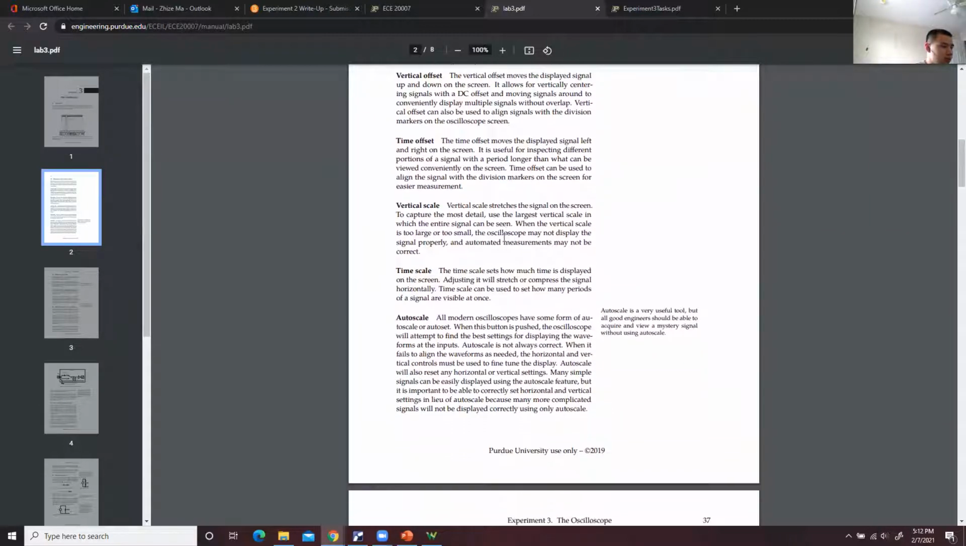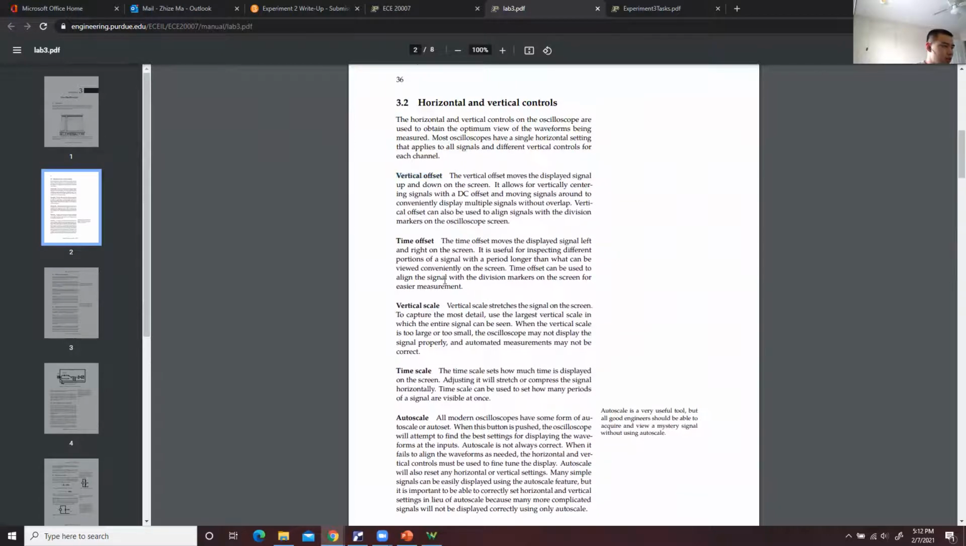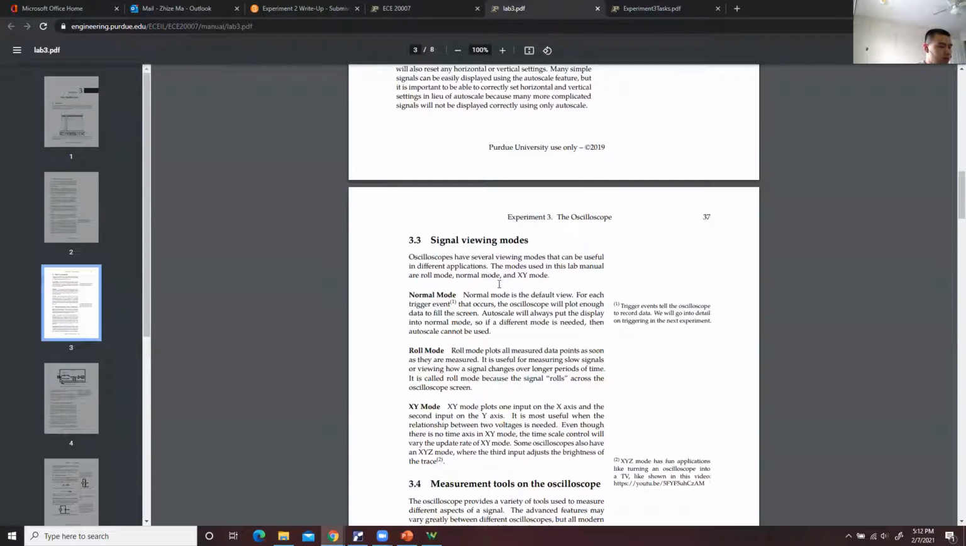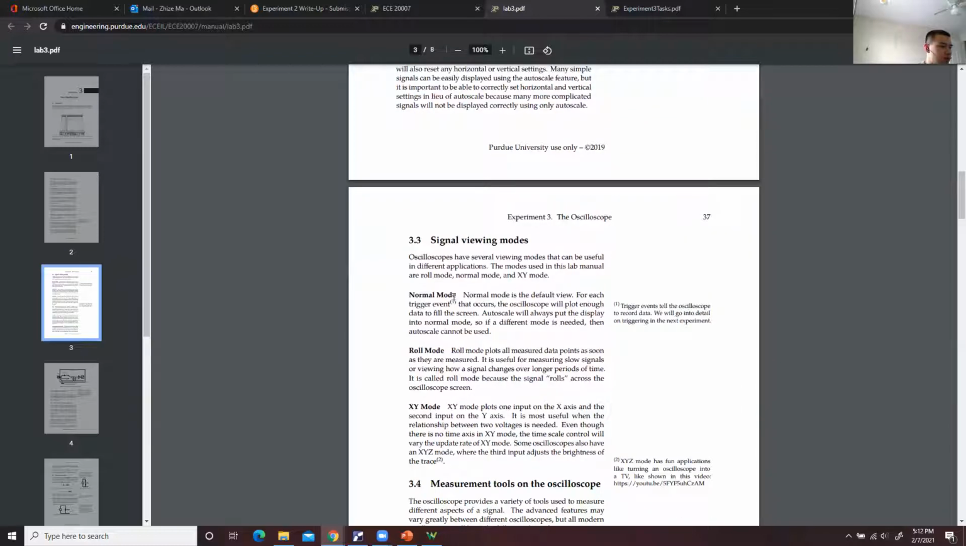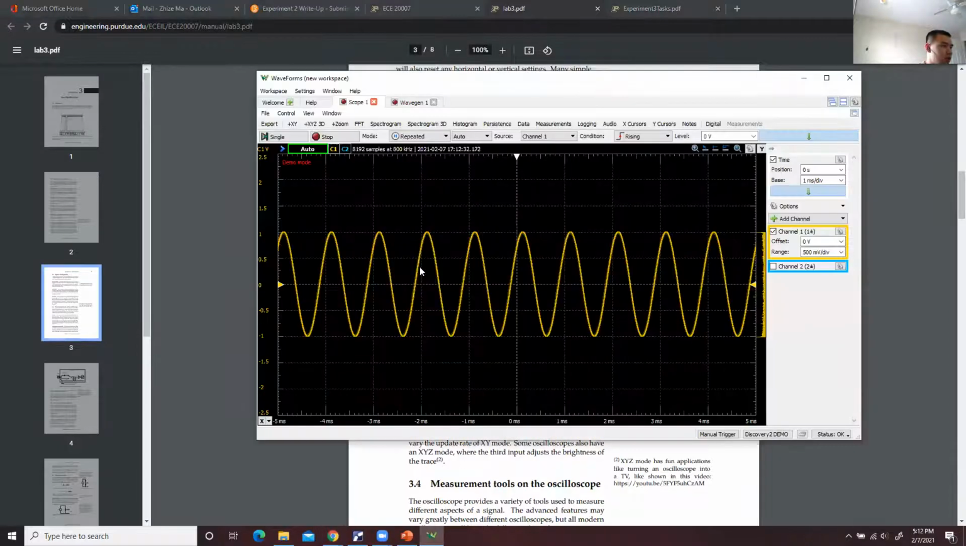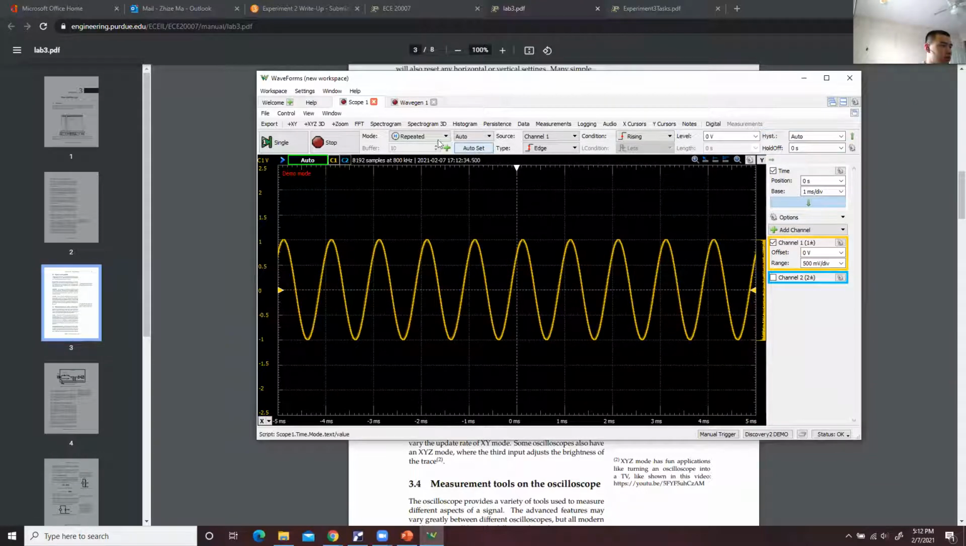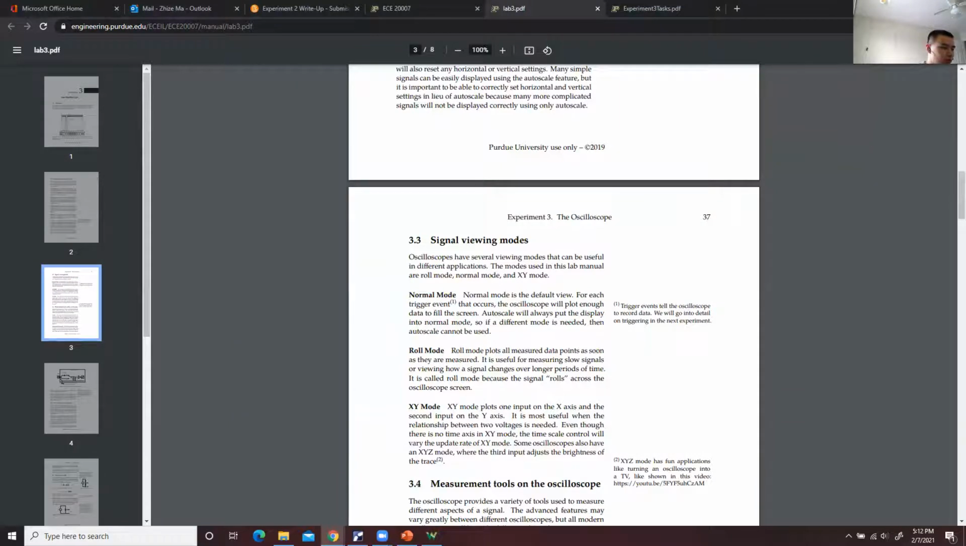One thing you need to pay attention to is that some of the terms in here are used for the benchtop equipment in the classroom or the lab room. For example, the auto scale is called AutoSet in ECE2, and the normal mode is called shift mode. Normal mode is the repeated mode, and the roll mode is called shift in the ECE2.